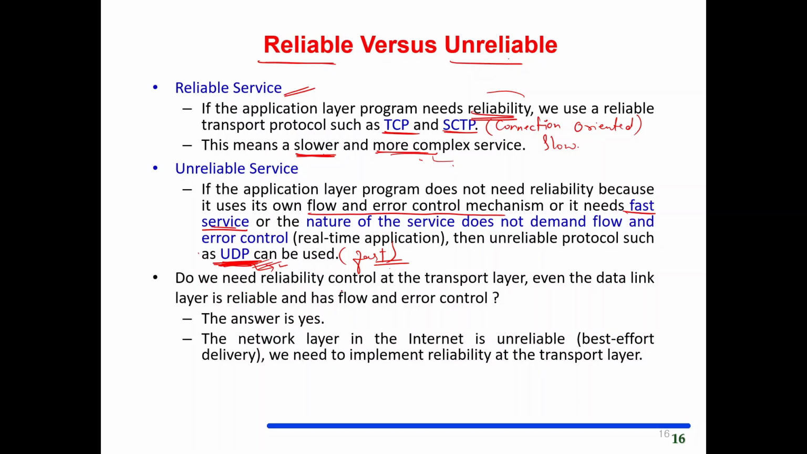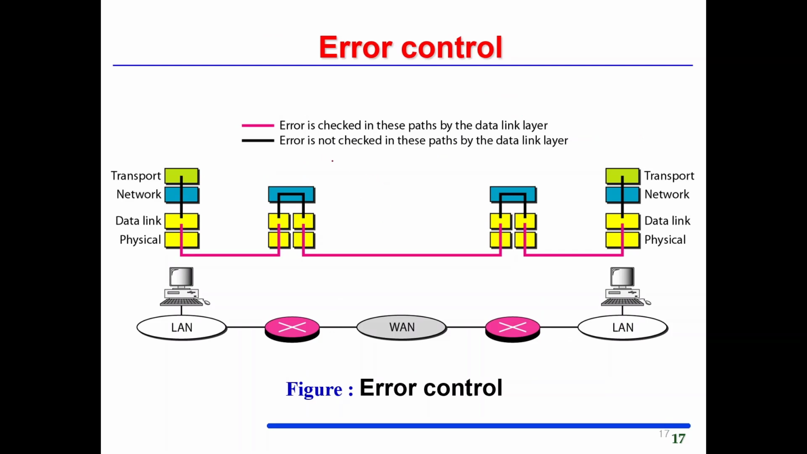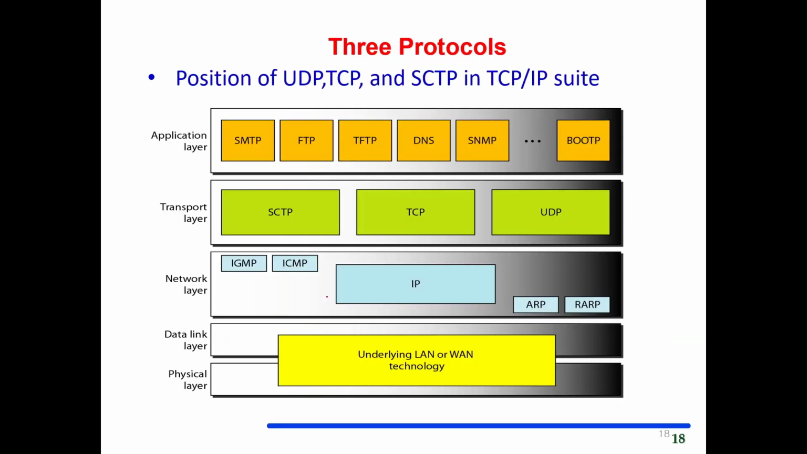Do we need reliability control at the transport layer, even though the data link layer is reliable and has flow and error control? Yes, the data link layer also provides flow and error control. But in the network layer, the internet is unreliable, so we need to implement reliability at the transport layer also. Next we will see error control. Here the error control in the transport layer occurs using the concept of checksum. We are not going to discuss the concept of checksum here.